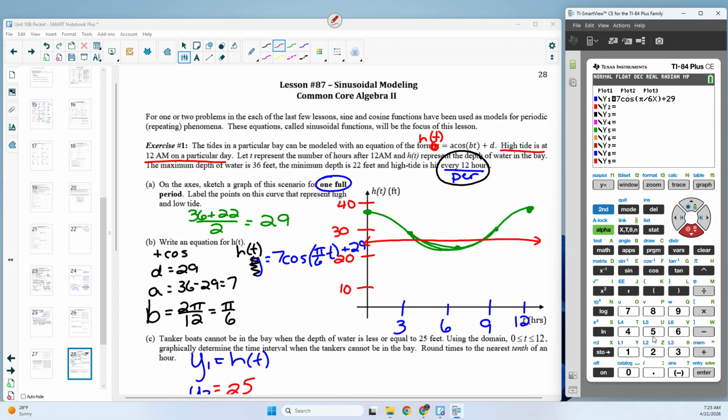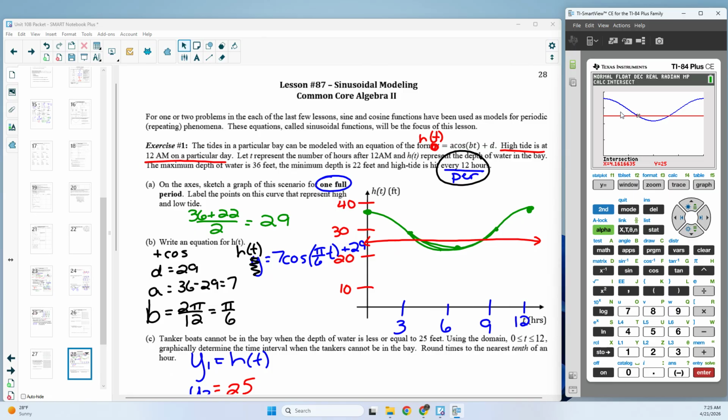I'm also graphing 25. So there is a picture of what I have. So I need to find these two intersection points. So second calc intersect. And I'm going to use the enter, and I'm going to guess this point is around 3. So I'm going to type in that 3 like we talked about we could do. So my first intersection point is 4.16, comma 25.